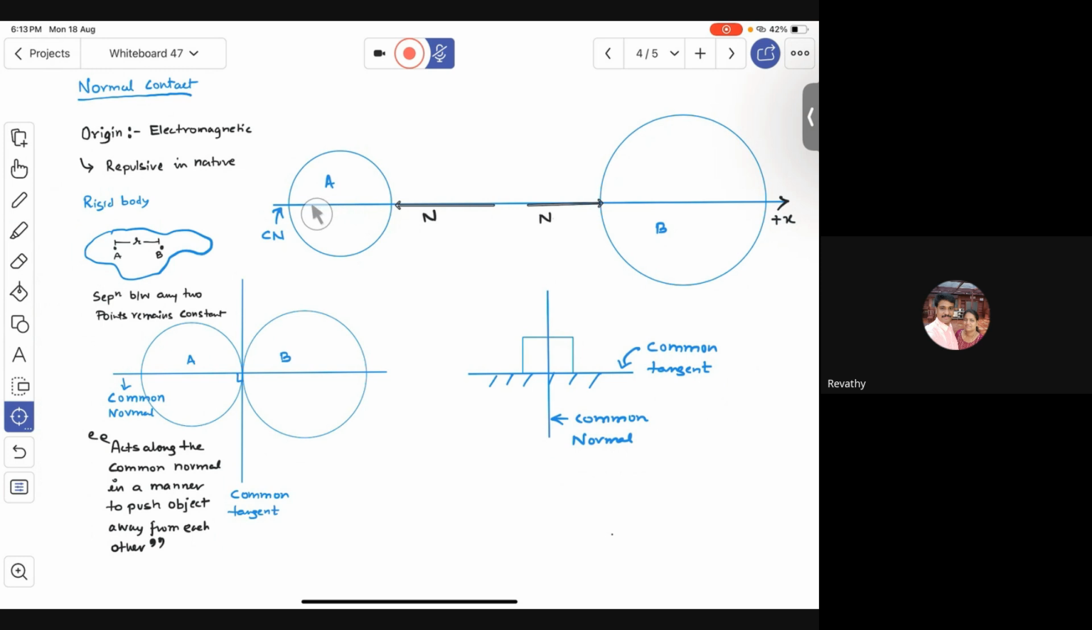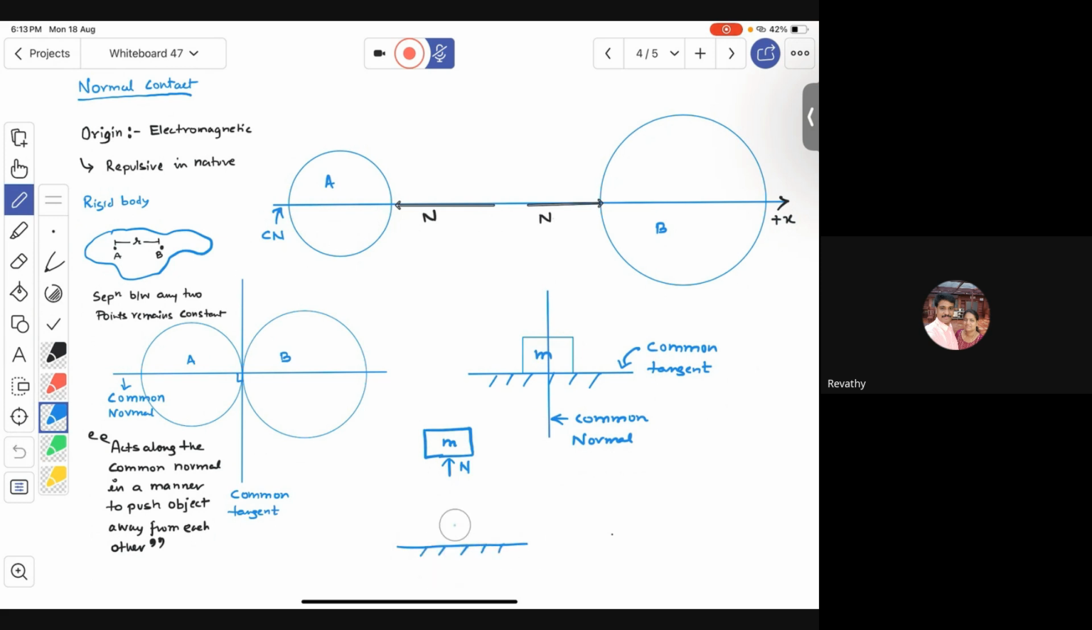It must pass through the center because circles have that property. Dropping a perpendicular will be something along the radial direction. So if I ask you to draw the free body diagram of this block, let's suppose its mass is m, the force acting on it from the ground is the normal contact force. The same normal contact force will be applied on the ground by that block. And apart from that, it will have mg also acting down, no?